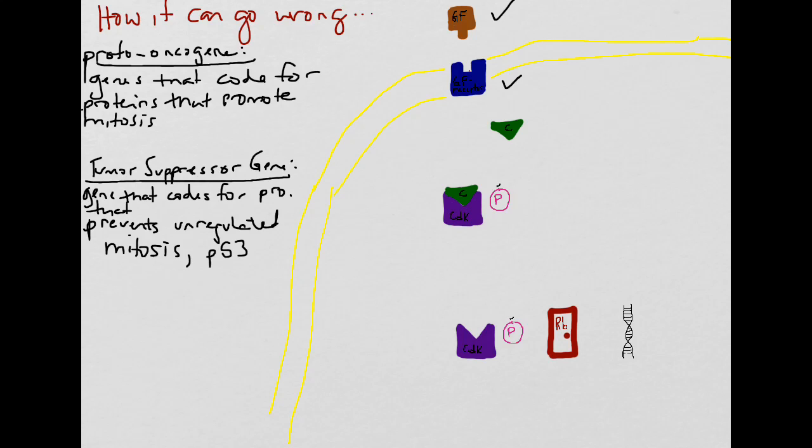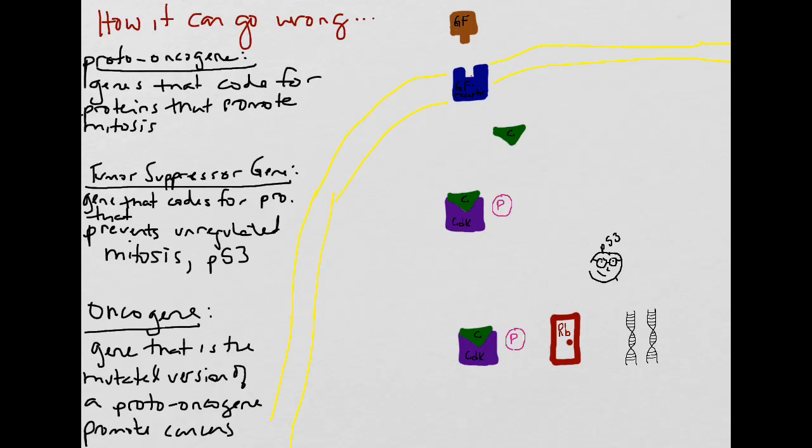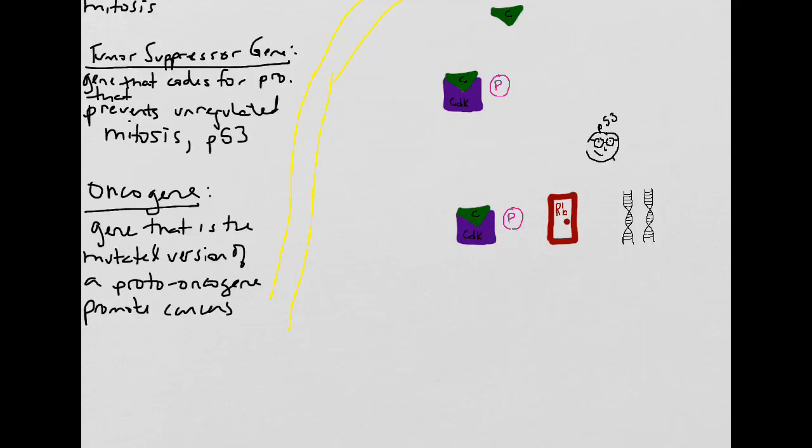now we can go on and show you how this can happen. Okay, so this can go wrong by having DNA that is wrong, and we have our proto-oncogenes being mutated into oncogenes. An oncogene is a gene that is the mutated version of the proto-oncogene, and it's going to promote cancer. We could also have mutated tumor suppressor genes.